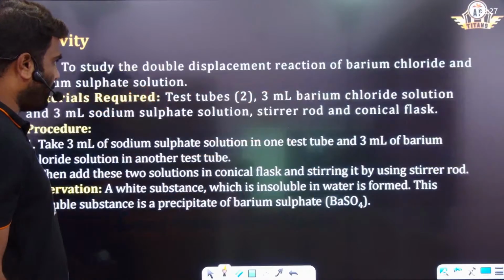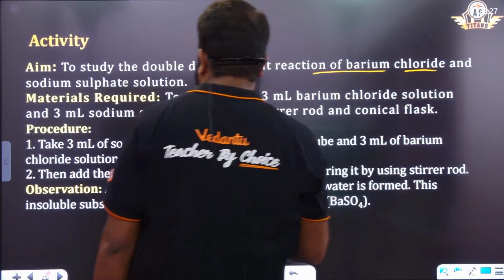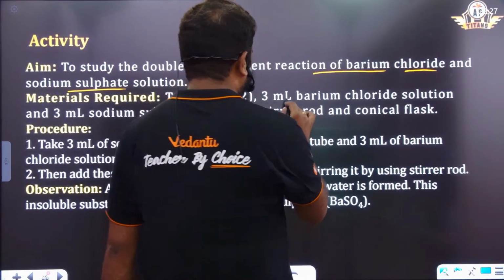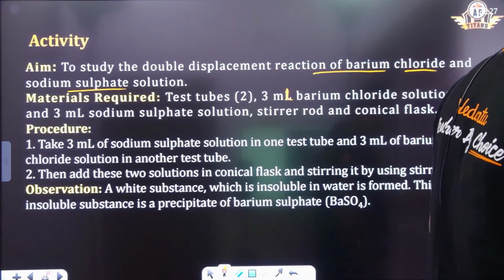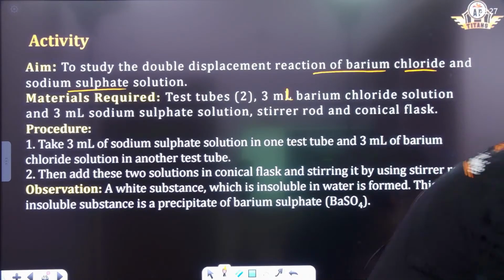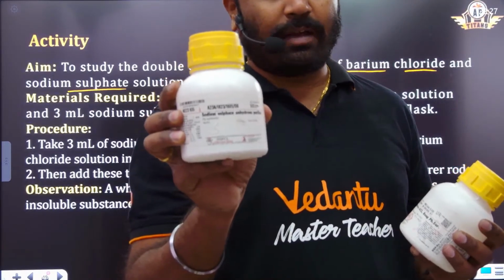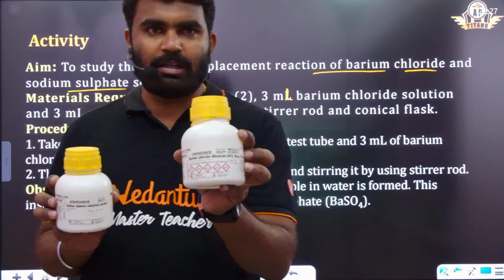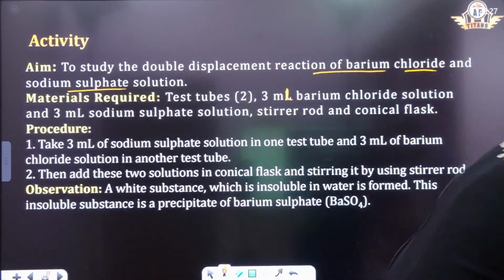Okay, so next, beta, we study the double displacement reaction between barium chloride and sodium sulfate. Just give me a minute, I'll be taking some barium chloride and sodium sulfate. So here I have sodium sulfate, and next here you can see this is barium chloride. So we'll be doing a double displacement reaction here.